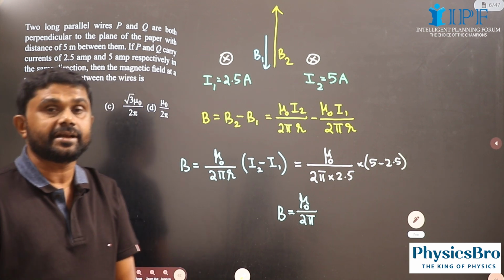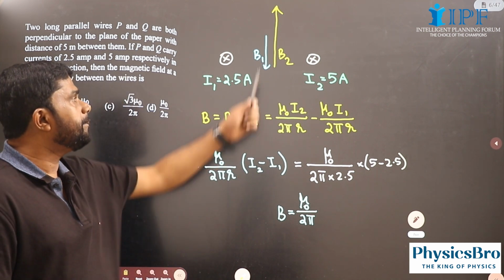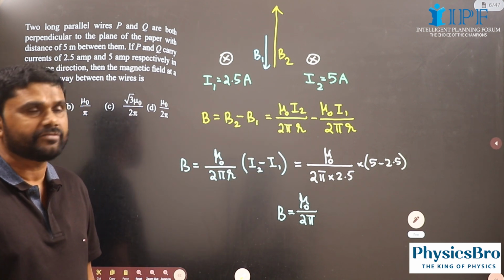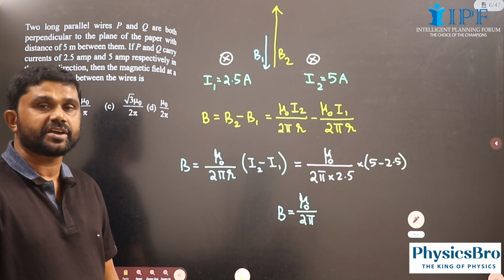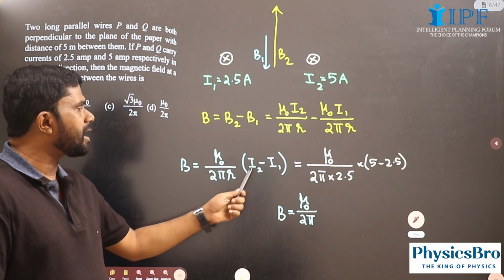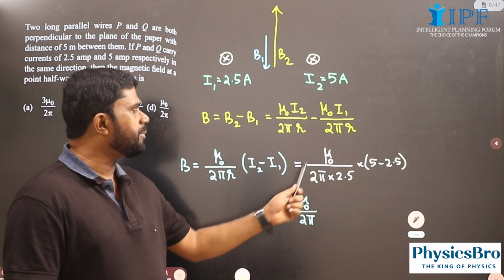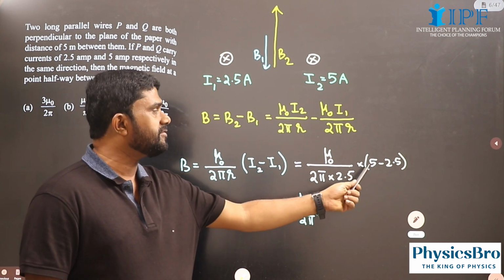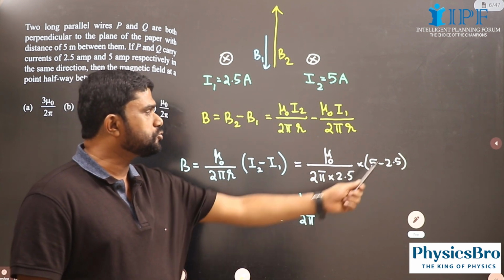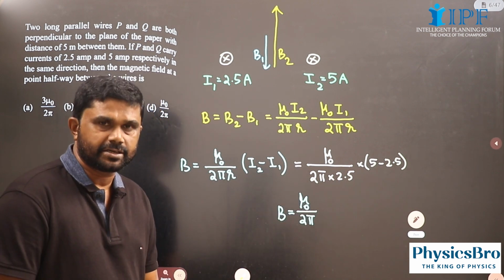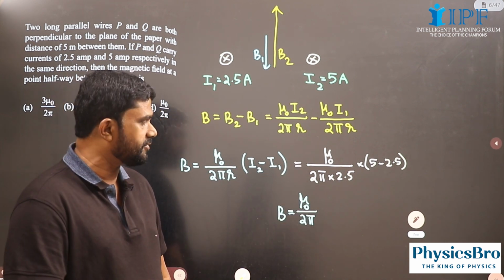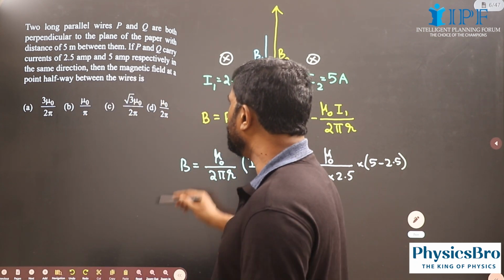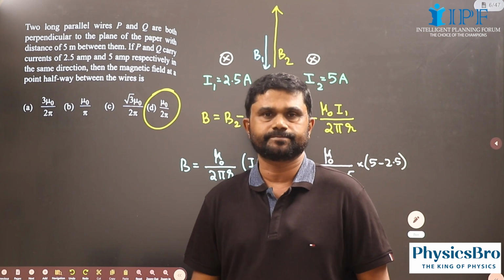So the resultant magnetic field intensity will be B2 minus B1. So mu 0 I2 by 2 pi r minus mu 0 I1 by 2 pi r, where r is 2.5 meter. So mu 0 by 2 pi r times I2 minus I1. Mu 0 divided by 2 pi r, the distance is 2.5 meter, and I2 minus I1 is 5 minus 2.5. This 2.5 and this 2.5 can be cancelled. Mu 0 is 4 pi into 10 raised to minus 7 divided by 2 pi. So it will be mu 0 by 2 pi.